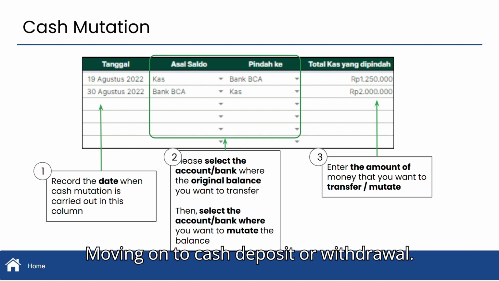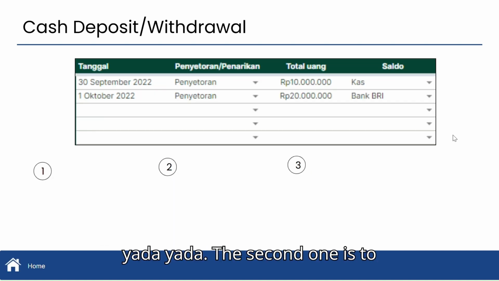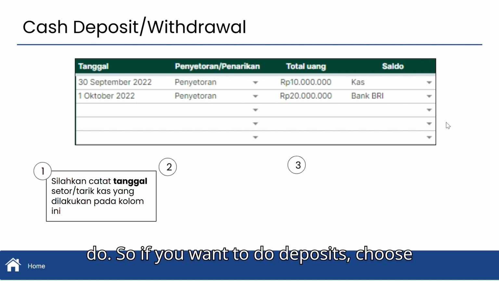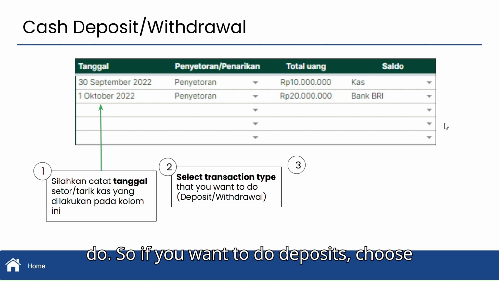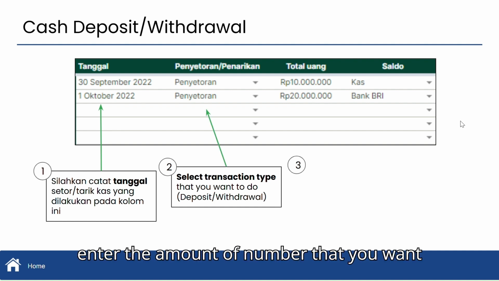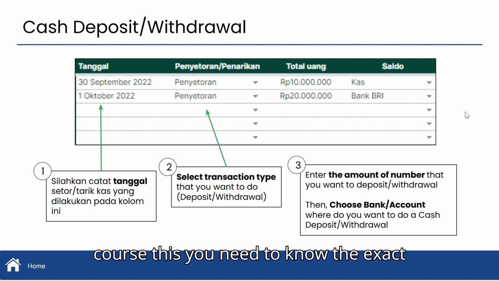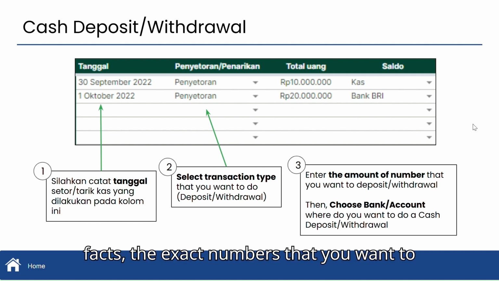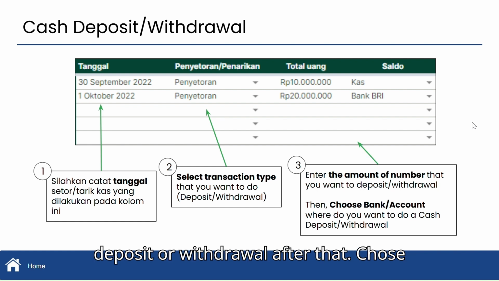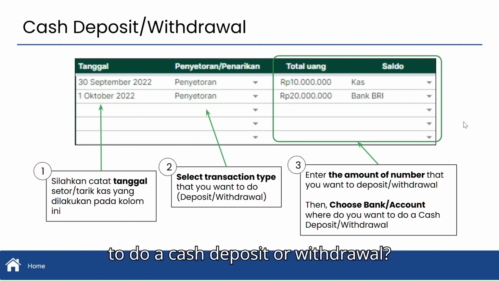Moving on to cash deposit or withdrawal. The first step is always to select the dates. The second one is to select the transaction type that you want to do. So if you want to do deposits, choose deposits. If you want to do withdrawal, choose withdrawal. The third is to enter the amount that you want to deposit or withdraw. Of course, you need to know the exact numbers that you want to deposit or withdraw. After that, choose a bank or account where you want to do a cash deposit or withdrawal.